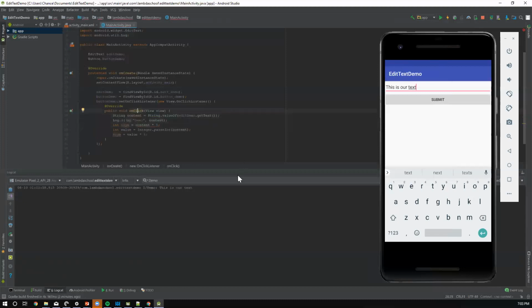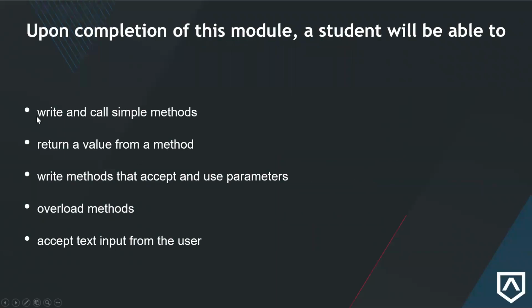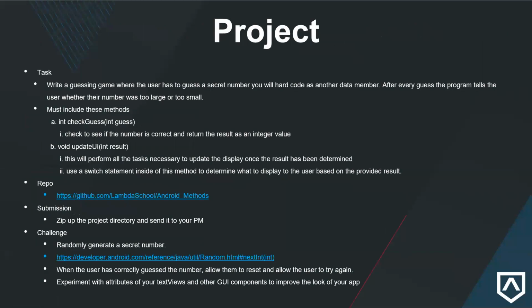So there you go. We did methods. In fact, let's step back through here. So we were able to write and call simple methods. We added return values to that. Then we added parameters to that to get more complicated methods. After that, we overloaded methods by accepting different parameters to do similar tasks in perhaps different ways. And then we accepted text input from our user in Android. Let's jump into the project. We're going to jump into the Git repo.